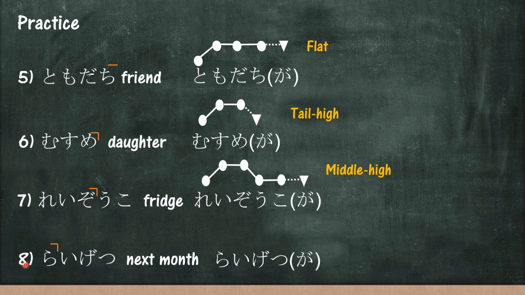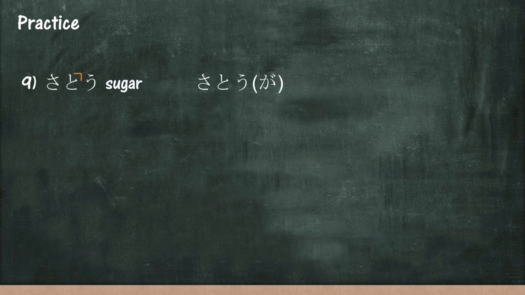Number 8, next month. Check the answer. 来月、来月、来月が、来月が. Initial high. Number 9, sugar. Check the answer. 砂糖、砂糖、砂糖が、砂糖が. Middle high.